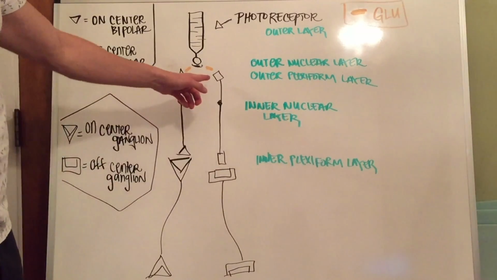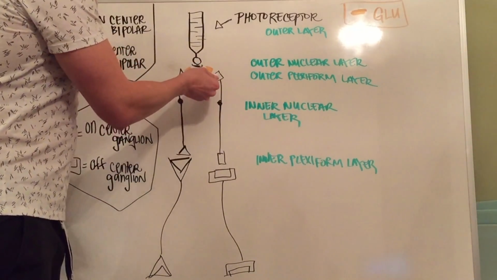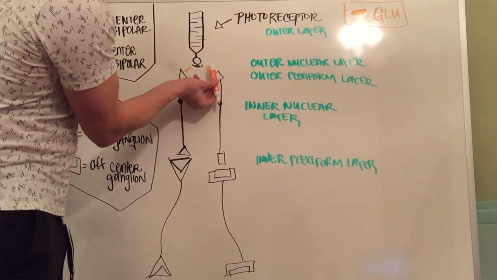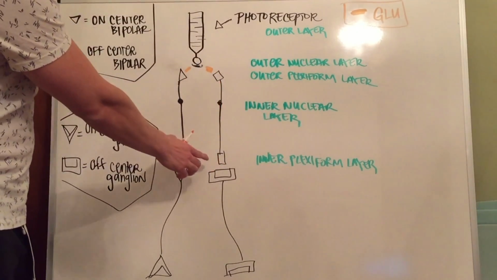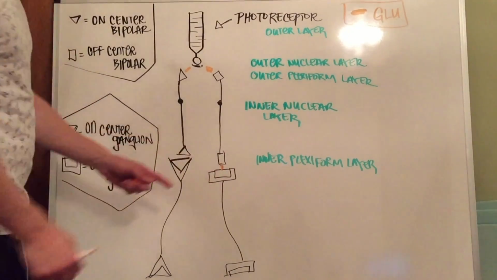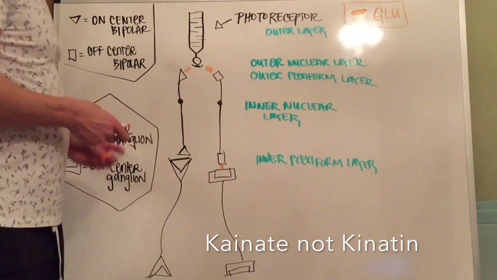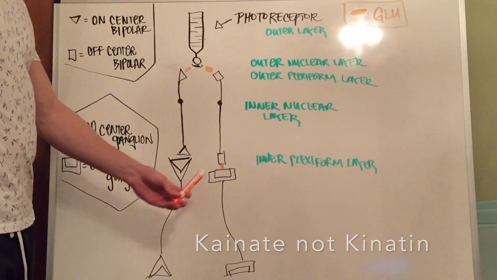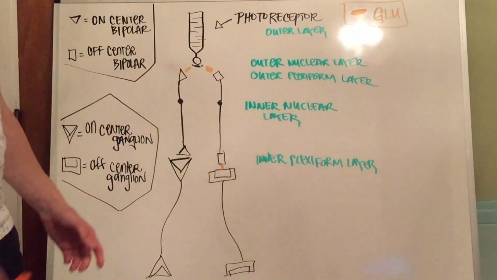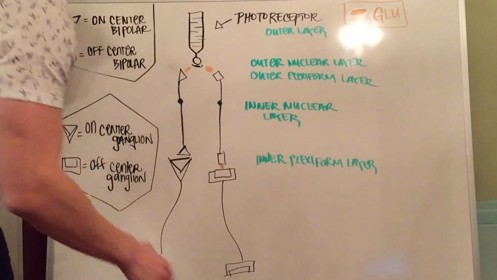The off-center bipolar cell will see the glutamate and depolarize its membrane, allowing an action potential to continue down to its axon terminal to release glutamate here as well. And the glutamate will then bind to the AMPA, kainate, and NMDA channels on the off-center ganglion cell, allowing an action potential to fire down even further.